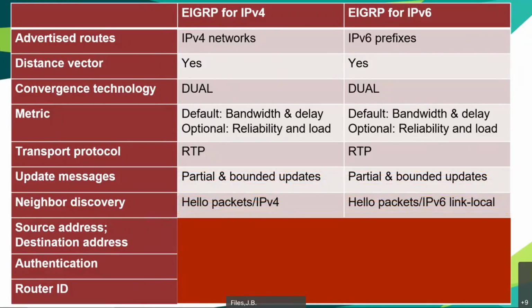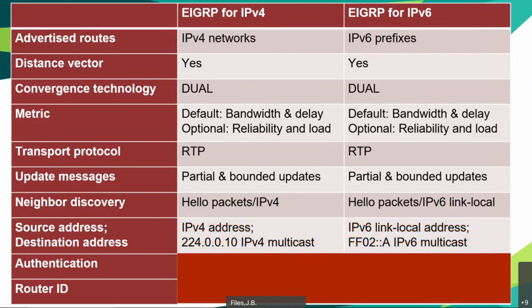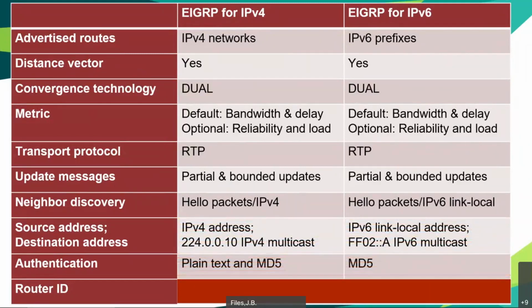So we're going to use hello packets to the IPv4 address for the neighbor discovery. And for IPv6, we use hello packets, and then we generally use the link local address for IPv6, not the unicast routing. Okay. The source and destination address for packets in general are going to be the multicast address. So in the case of IPv4, it's going to be 224.0.0.10 or FF02::A for IPv6.